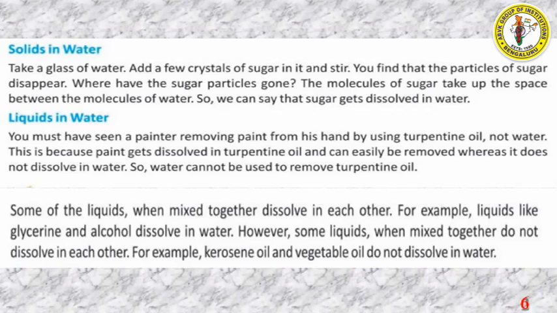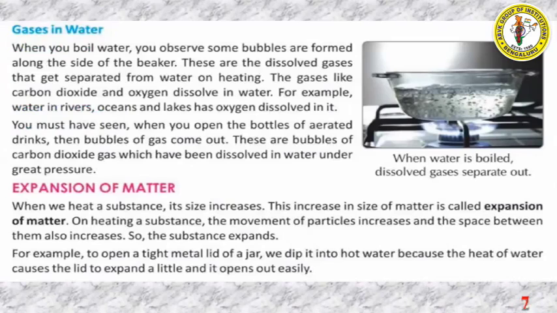And some liquids are not mixed with water; they are called immiscible liquids. For example, kerosene oil, groundnut oil, vegetable oil. These oils will not completely mix with water. If you mix them with water, they form layers. Below there will be a water layer, above there will be an oil layer. They will not mix. So such liquids are called immiscible liquids.